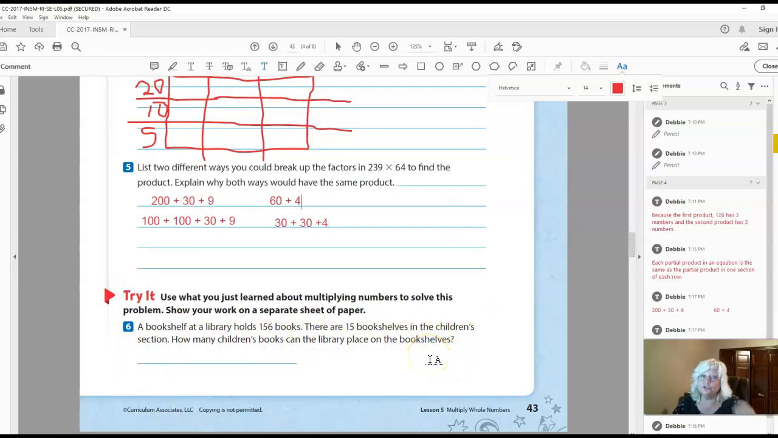So you have to show your work. I don't care if you do a partial product or a box method, but I want your answer down here, and then I want you to come and get it checked by either Miss Downer or myself. Don't forget to label it.